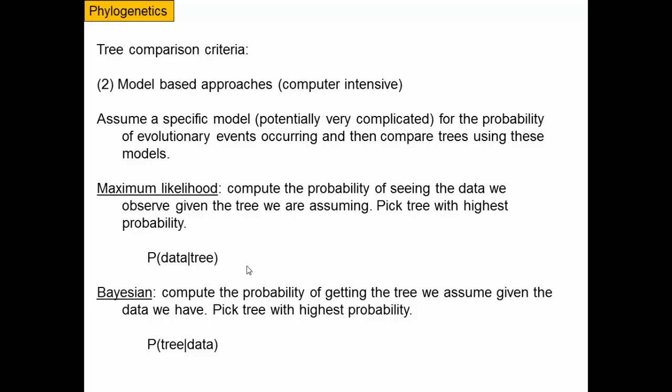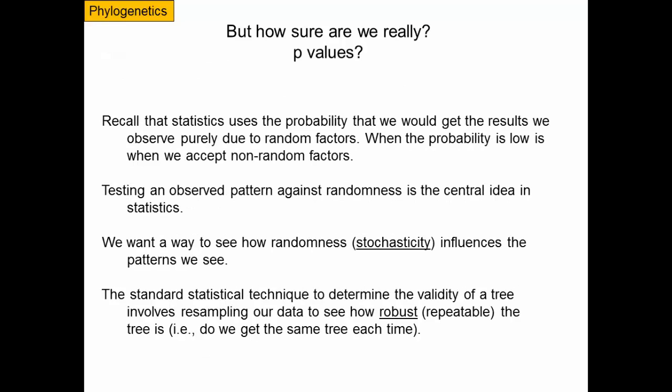It's still based on picking a tree that has the least amount of unusual evolutionary events occurring. It's just that with these maximum likelihood and Bayesian techniques, we don't just count the number of changes, we use more sophisticated data. But once we have a tree, how sure are we really?